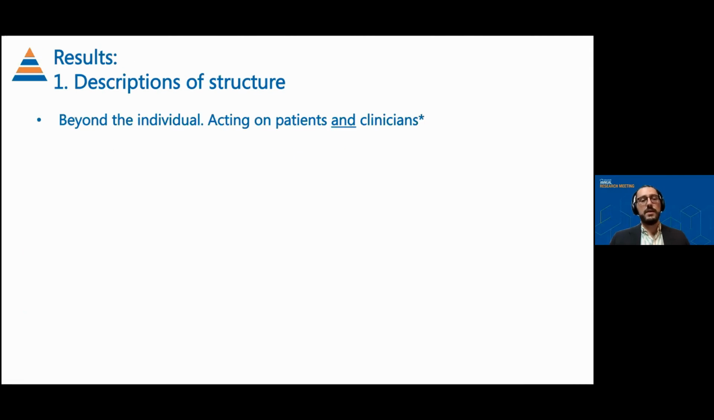Turning to the results, we first wanted to understand, because the literature draws on multiple definitions and understandings of structure, how the participants in our study were understanding it. Almost ubiquitously, they understand it as beyond the individual, and that these structures act on both patients and the clinicians. However, you'll notice the asterisk here.